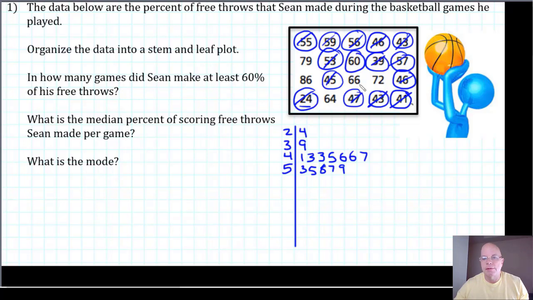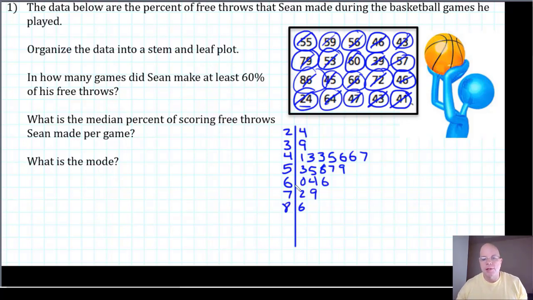In the 60s, we have 60, 64, and 66. So 60, 64, and 66. We have 2 70s, 72 and 79, and 1 in the 80s, 86. And let's count the leaves. We have 1, 2, 3, 4, 5, 6, 7, 8, 9, 10, 11, 12, 13, 14, 3 more is 17, and 3 more is 20, and that's what we expected.